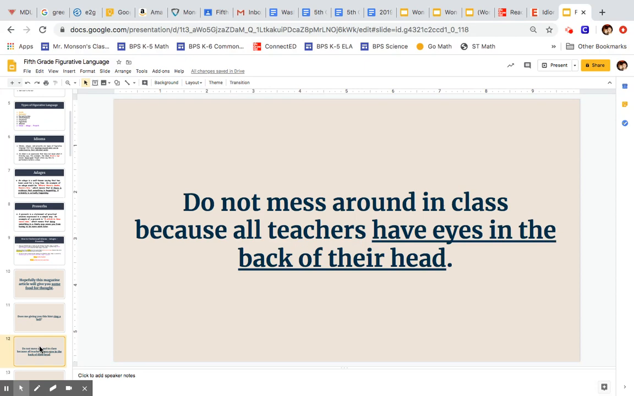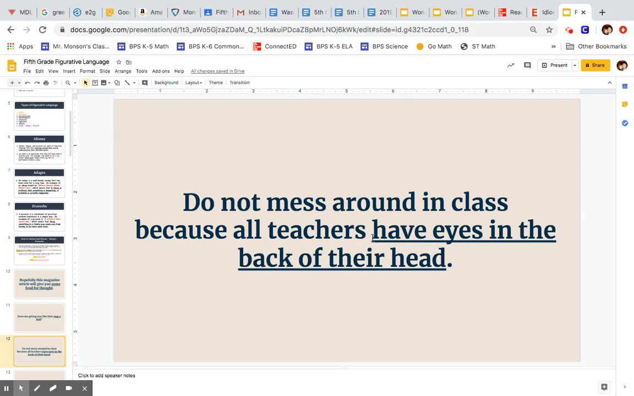And lastly, do not mess around in class because all teachers have eyes in the back of their head. So here's our idiom, have eyes in the back of their head. It literally means that teachers have eyes in the back of their head, but idioms are not literal, they're figurative. So figuratively, this means that don't mess around in class because teachers know everything that's going on.